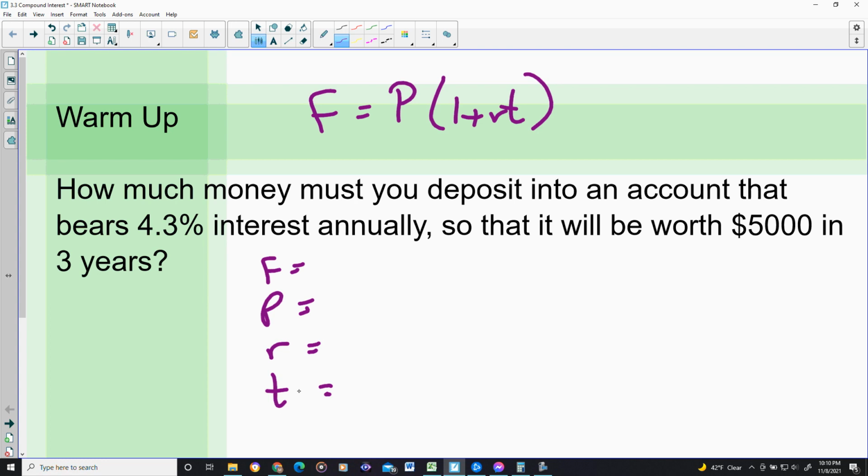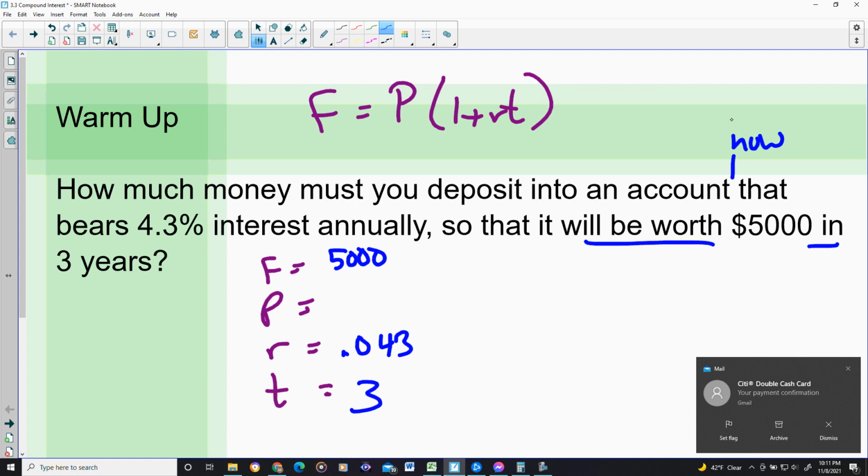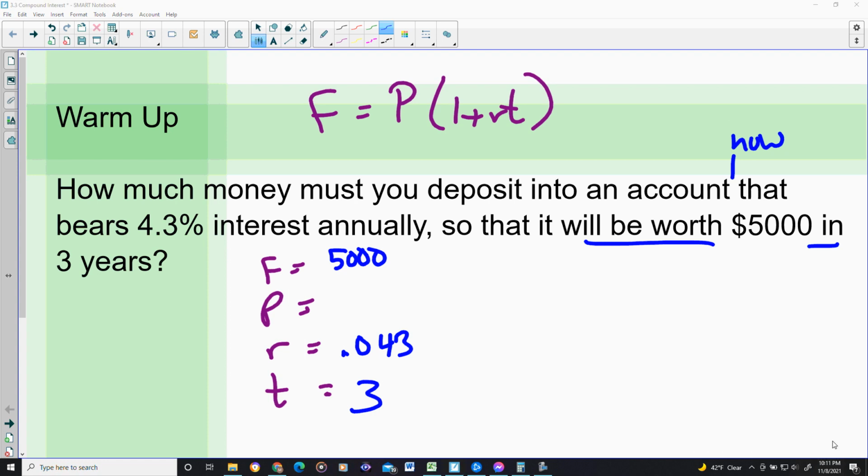So what variables do we have? Okay, well, let's start off with the ones that are the most obvious. 4.3% interest annually, so R is 0.043. 3 years, so T must be 3. Now, we have this amount, $5,000. Is that the present value or the future value? Okay, so it will be worth $5,000 in 3 years. So that must mean it's in the future. And how much money must you deposit into an account now? So you can see the hidden word now there.